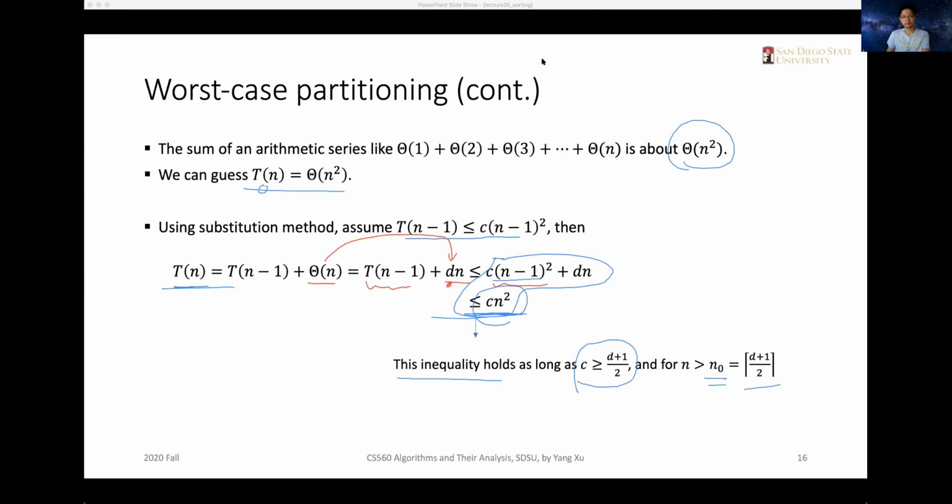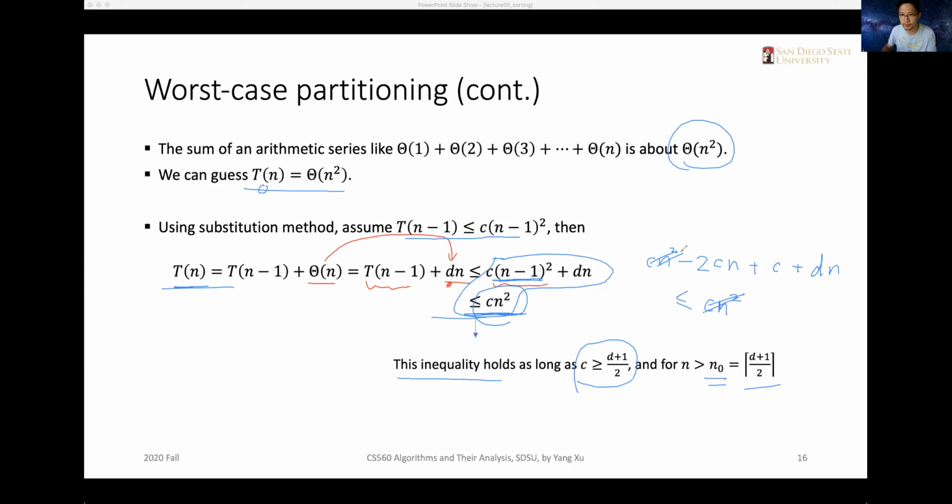Yeah, I can do that again. So let me write the formulas here. We can expand this term into c times n squared minus 2 times c times n plus c plus d times n. And this should be smaller than c times n squared, right? So we can eliminate c times n squared on the two sides.